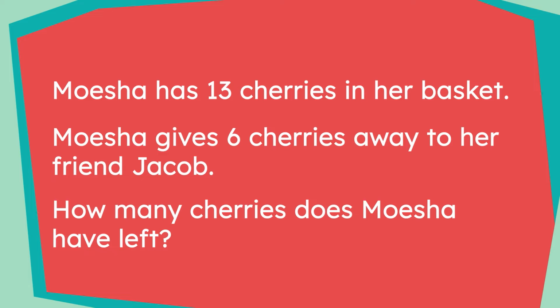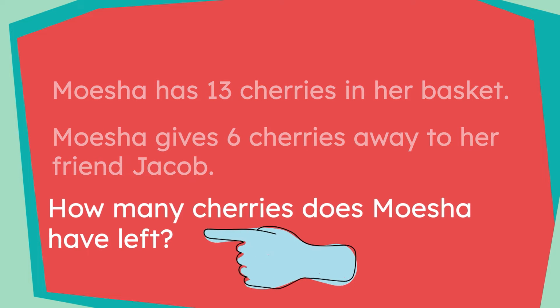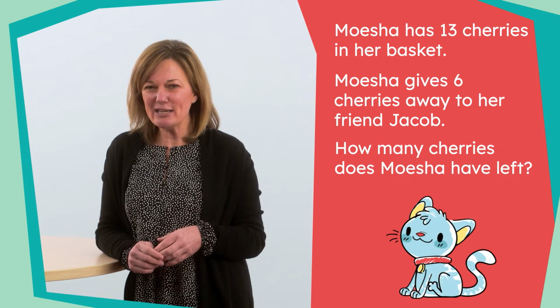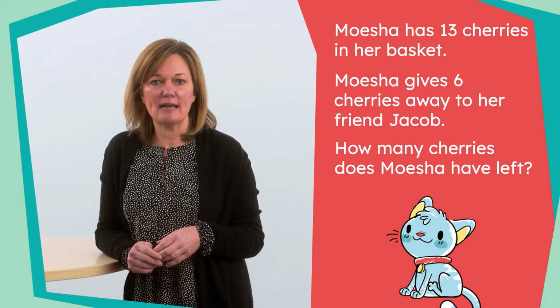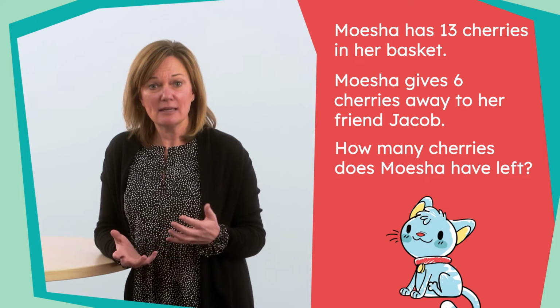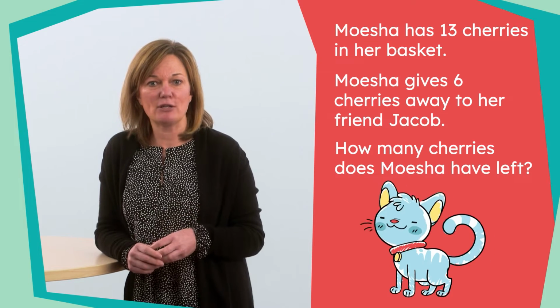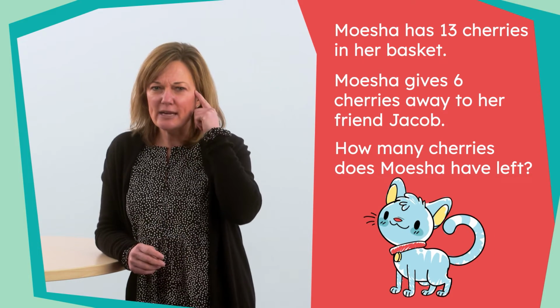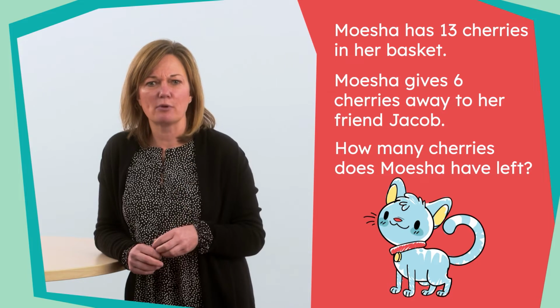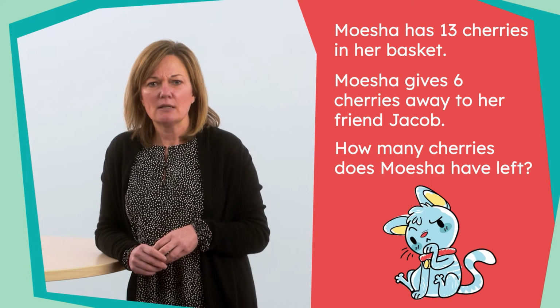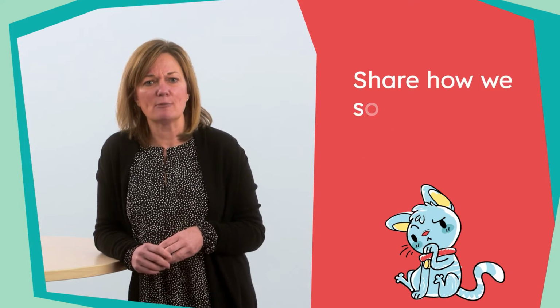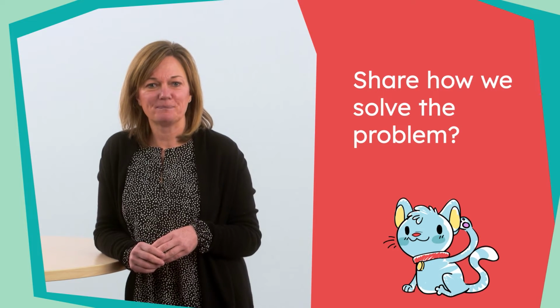What is the question in our story? Yes, you're right. The question is asking the total amount of cherries Moesha has after sharing with Jacob. Do you think you have all the information you need to answer that question? Yes, you do have all the information you need. I want you to think about how you can solve this problem. Tell a trusted adult or stuffed animal how you would solve this problem.